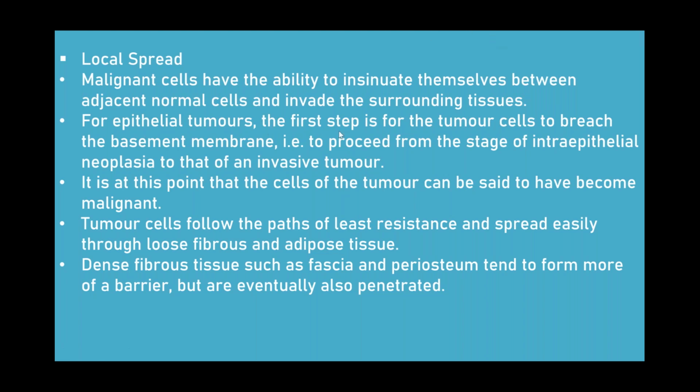For epithelial tumors, the first step is for the tumor cells to reach the basement membrane, for example proceeding from the stage of intraepithelial neoplasia to that of invasive tumor. It is at this point that the tumor cells can be said to have become malignant. Tumor cells follow the path of least resistance and spread easily through loose fibrous and adipose tissues, while dense fibrous tissues such as fascia and periosteum tend to form more of a barrier, but are eventually penetrated.